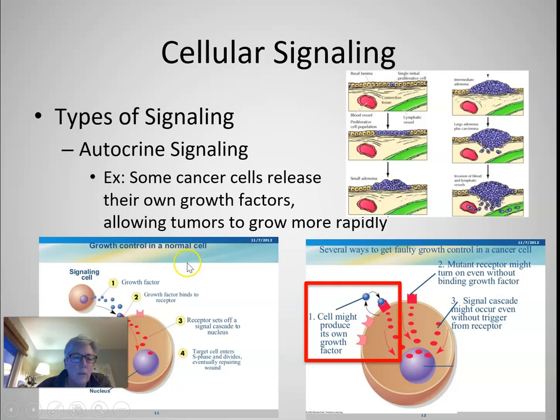All right, in a normal cell, here's the growth factor. Some other signaling cell makes the growth factor, and it binds to the receptor. This is not a cancer cell, so cell division is regulated the way it's supposed to be regulated, and it's not growing out of control. Mr. Singer will talk more about out of control cell growth when he gets into the cell cycle.